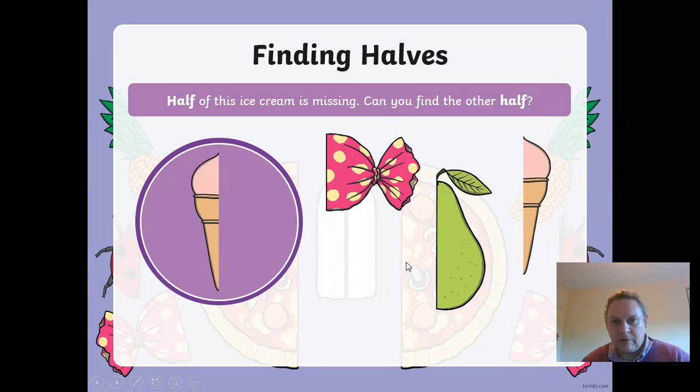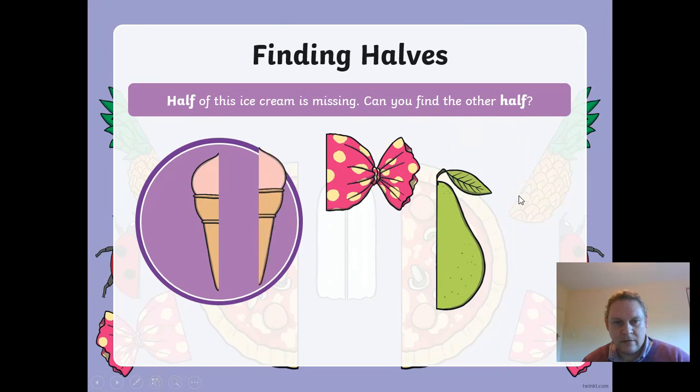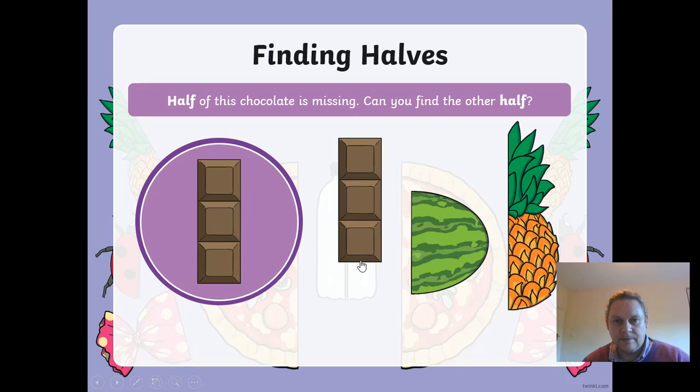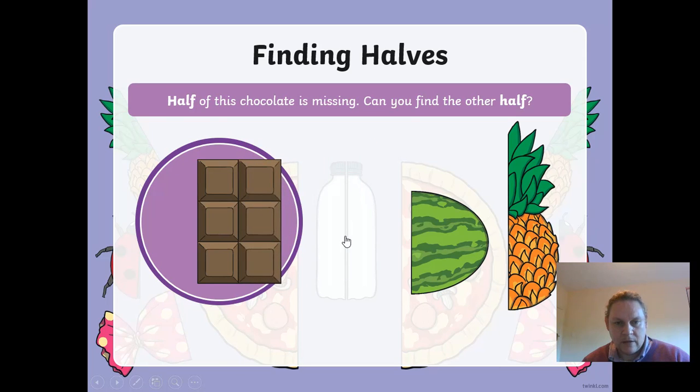Okay, half of the ice cream is missing. Can you find the other half of the ice cream? Here it is. Now we've got a whole ice cream. We've got two halves that make up the whole. Okay, and each of those halves is exactly the same size. Half of the chocolate is missing. Can you find the other half of the chocolate? There it is. Two halves make the whole.